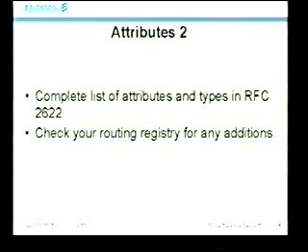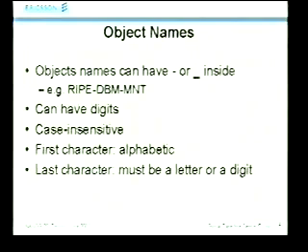So let's start at the very beginning. How do you name an object? Object names can have a dash or hyphen or underscore inside them. This is one: dash dbm dash mnt. You can have digits. They are case-insensitive. However, the first character must be alphabetic, and the last character must be a letter or a digit. So your object name can have digits, but not in the first character.